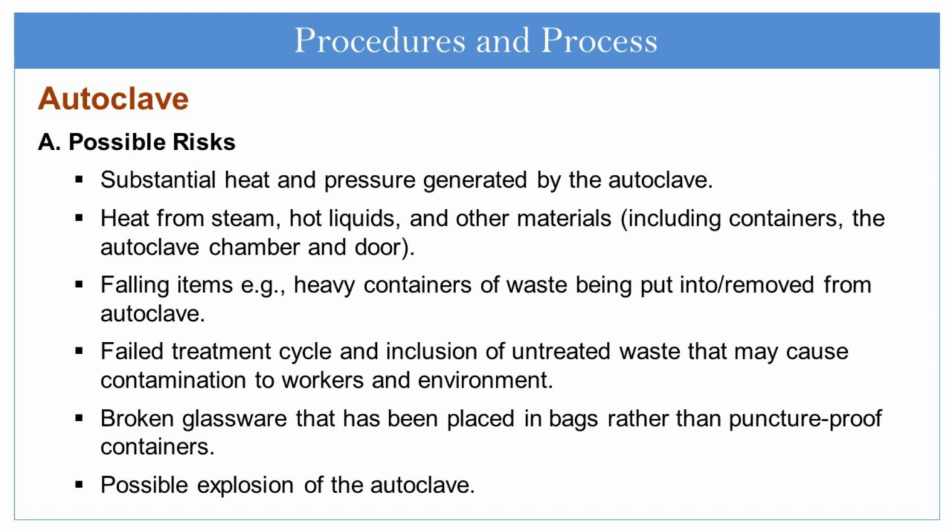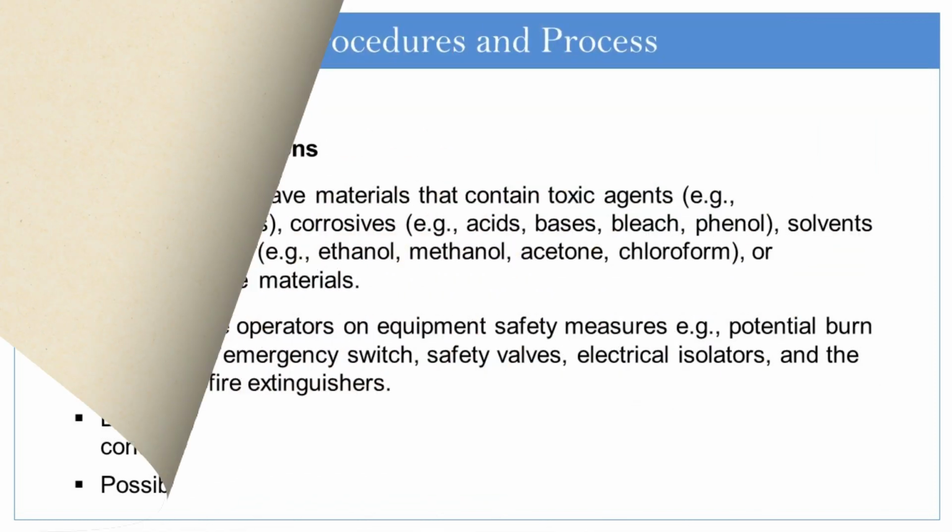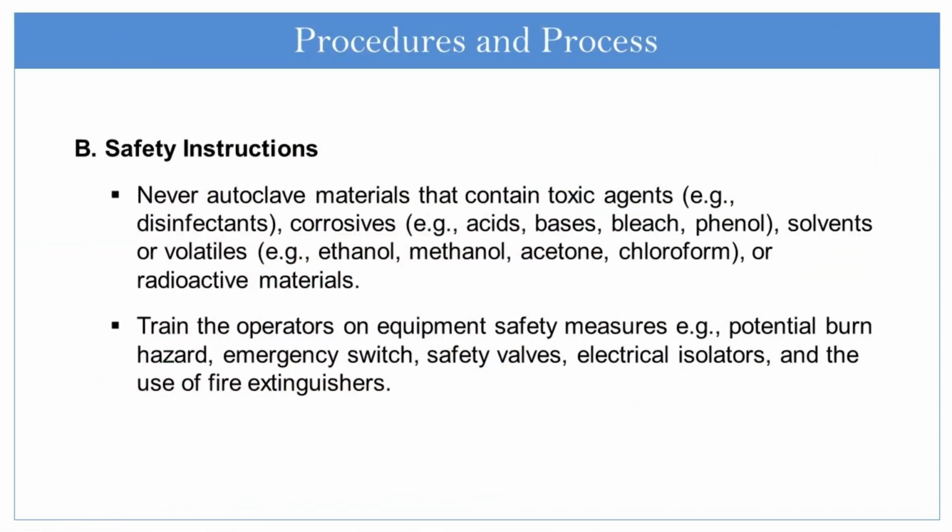They are a bit big, and they heat from steam, hot liquids and other material, including the container, the autoclave chamber and the door. Falling items could happen, with heavy containers of waste being put into it, and if it is removed, it can fall back and it can be very hot. The treatment cycle can also fail, and inclusion of untreated waste may cause contamination to workers and the environment. Broken glassware placed in the bags rather than puncture-proof containers, or a possible explosion of the autoclave, can also happen. So what are the safety instructions?